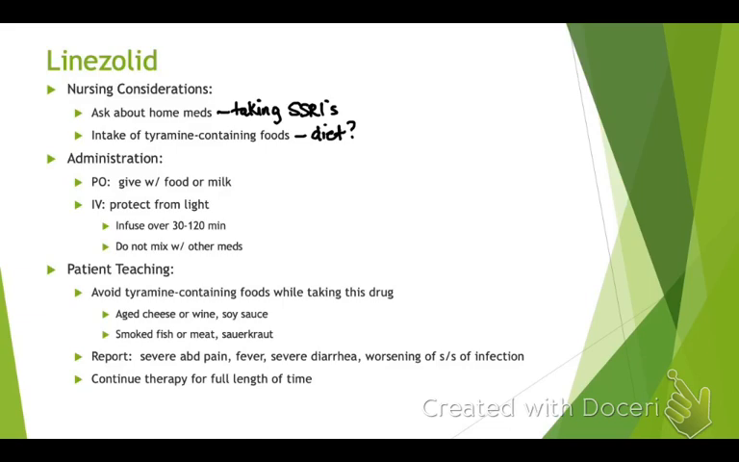Patient teaching, you want to avoid, again, tyramine-containing foods while taking this medication. So again, any aged cheese or wine, soy sauce, smoked fish or meat, and sauerkraut. You want to report any severe abdominal pain, any fever, severe diarrhea, any worsening of signs and symptoms of infection. And again, it's important to teach your patients to continue their therapy for the full length of time.